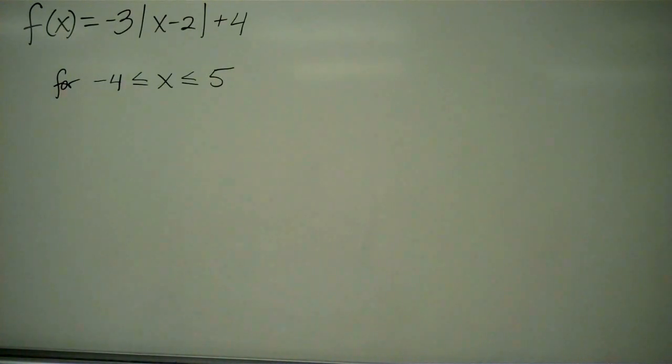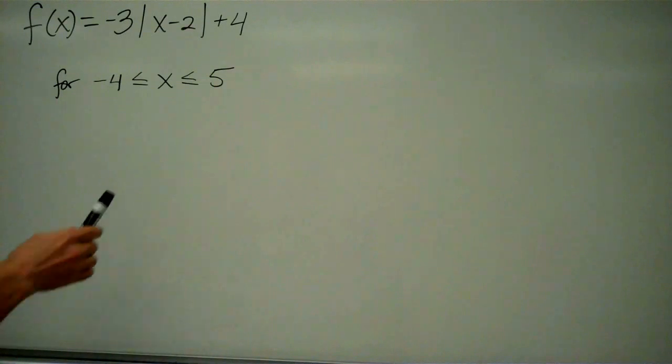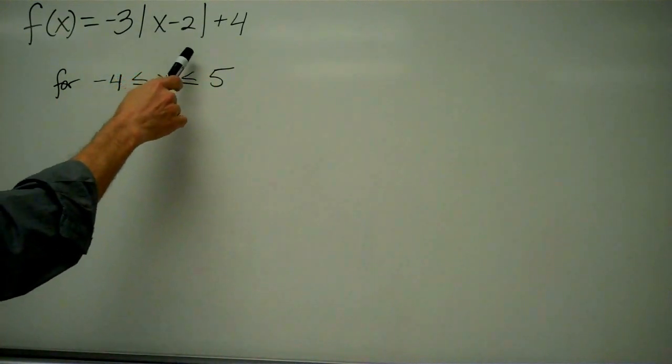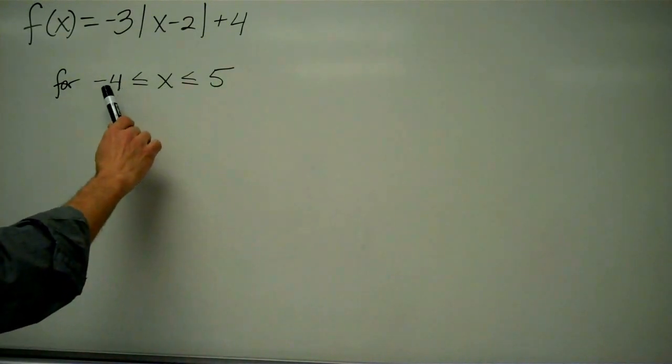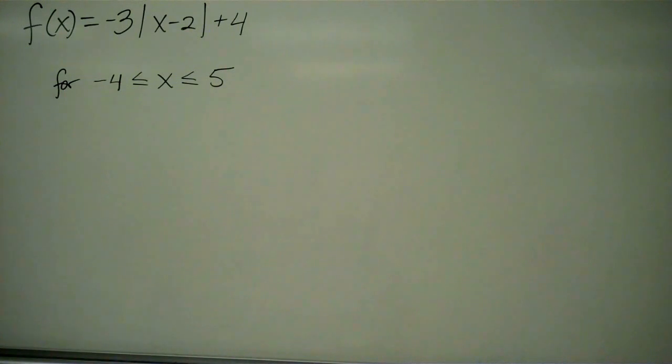In this video, we're going to find the range of the function f of x, where f of x equals negative 3 times the absolute value of x minus 2, plus 4. And we're going to find the range of that function where the domain is limited to be between negative 4 and 5.